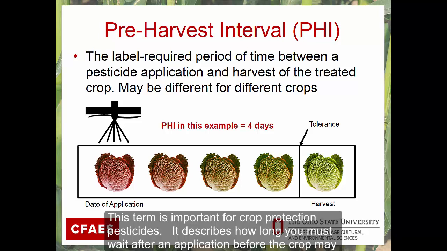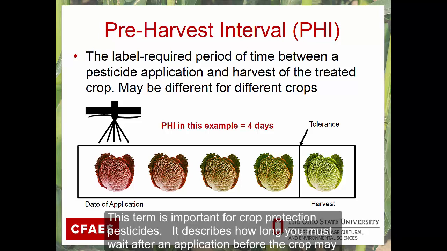Okay, pre-harvest interval. This is the period of time after a pesticide application that you must wait before the crop can be legally harvested. It will appear in pesticide labels listed under the individual crops because it can vary depending upon the crop. Now, it's different from the restricted entry interval, which is how long you have to keep people out. Once again, this is how long you have to wait for them to harvest.